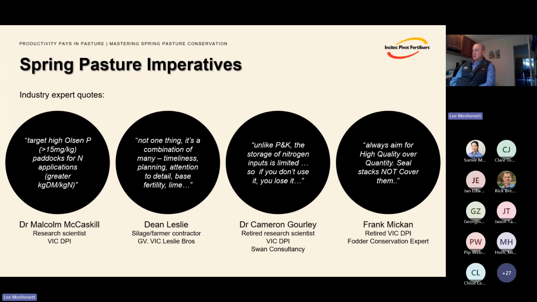Cameron Goulet's comments were, unlike P and K, storage of nitrogen inputs is limited. So you can't stack nitrogen away. If you don't use it, and you don't use it properly, then you're going to lose it.